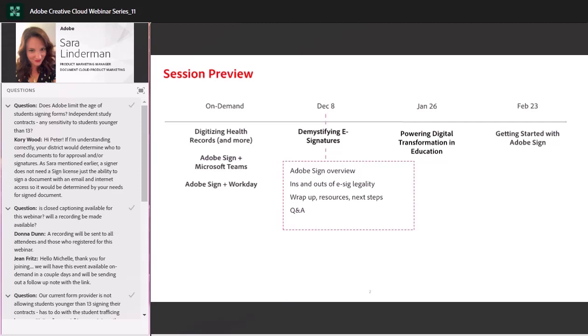In terms of today's session, it's about demystifying e-signatures. We're going to be providing a quick overview of what Adobe Sign actually is. We will be discussing the ins and outs of e-signature legality. And then we'll wrap up and move into a little bit of a Q&A session. So I'm going to go ahead and get us started.